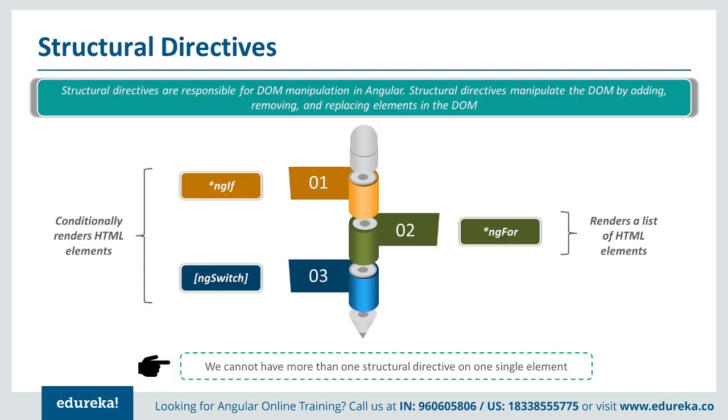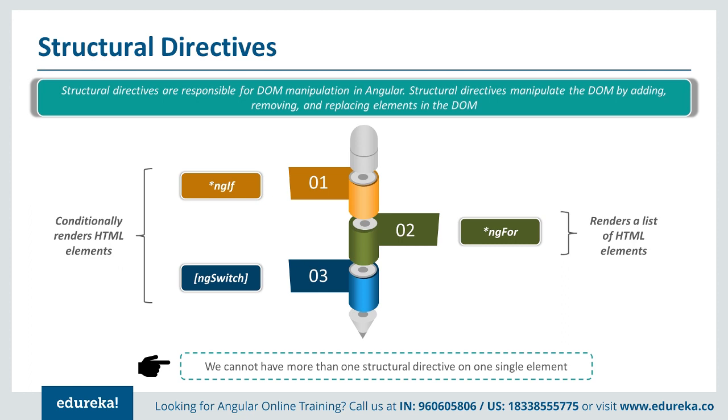Structural directives are responsible for DOM manipulation in Angular. Structural directives manipulate the DOM by adding, removing and replacing elements in the DOM. DOM manipulation is nothing but removing, adding, or sugar coating, or you should be able to manipulate dynamically using JavaScript or Angular at the end of the day. So the DOM by adding, removing, and replacing the element in the DOM, conditional based. How many structural directives do we have? We have ngFor, we have ngIf. You can also write your own structural directives.